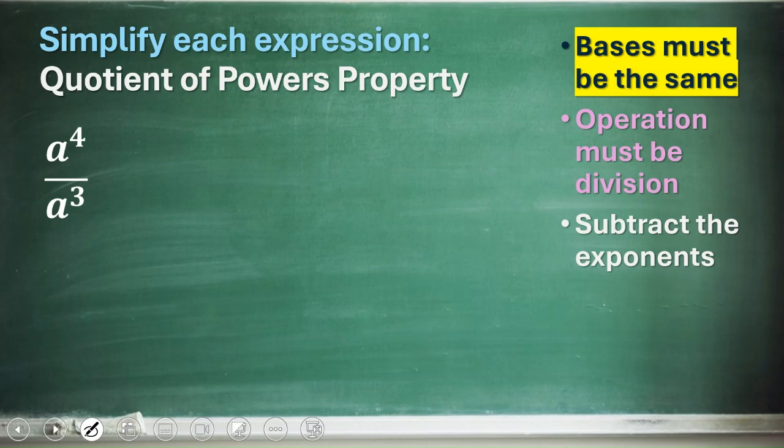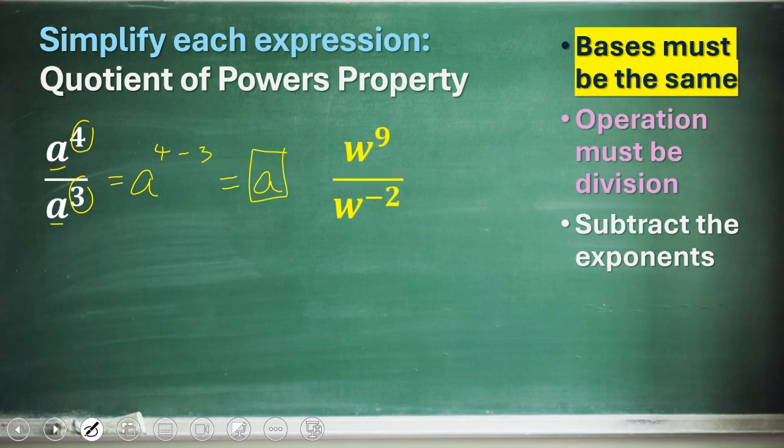So let's go ahead and get started with our first example. In this example, we already discussed our bases are the variable a. They're the same. Check, we can move on. Now we are going to look at our exponents. We have 4 and 3. And the rule here is we take our base and we say 4 minus 3. This is subtraction. When we do that, we get, in this case, a to the power of 1. And that is our simplified expression.